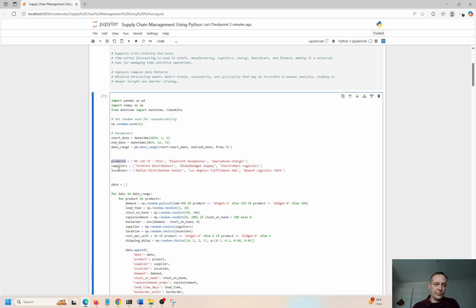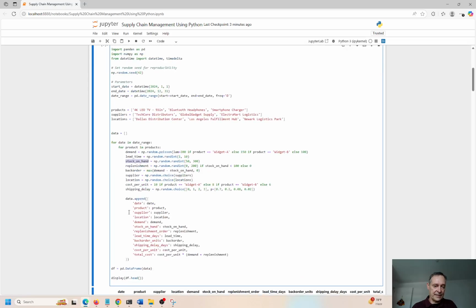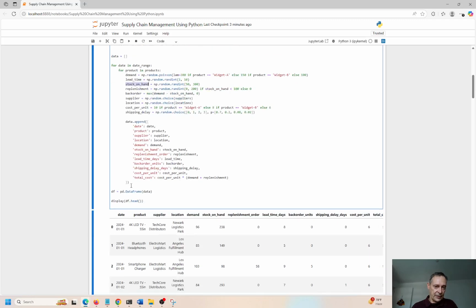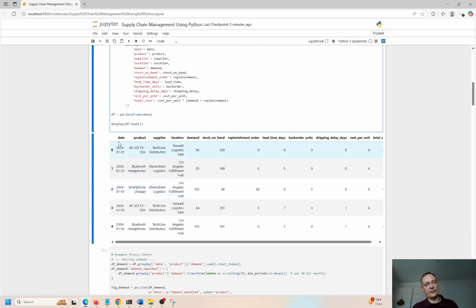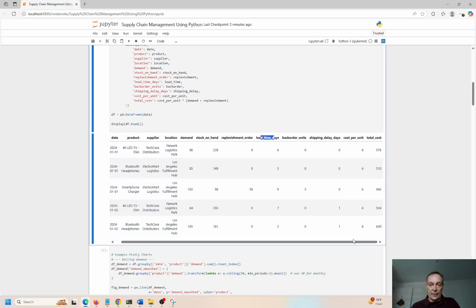So we have products, suppliers, and locations. Okay, and for date and date range, I'm creating a demand, lead time, stock on hand, and so forth, location, cost, and shipping delay. And I'm appending everything into a data frame. So this is what we end up with when I run the code: the date, the product, supplier, location, demand, stock on hand, replenishment, lead time, back order, shipping delays, cost per unit, and total cost, which is basically the cost per unit times the demand plus the replenishment, right?